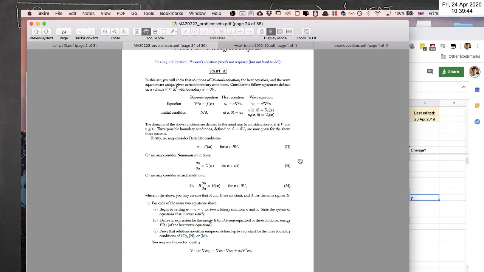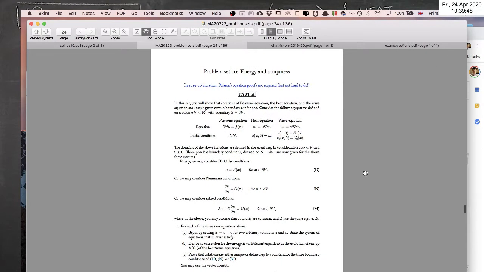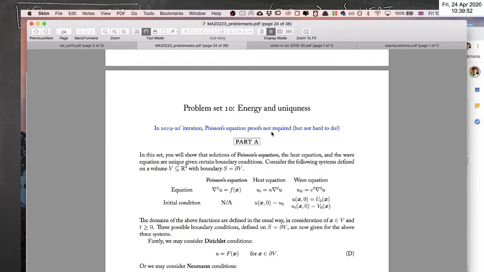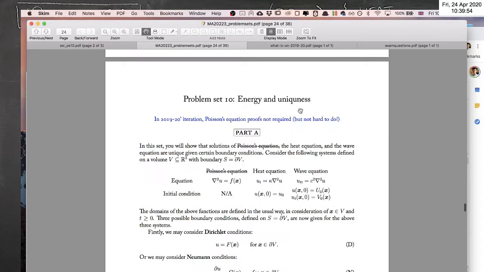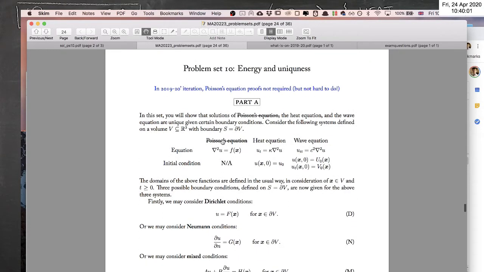So problem set number 10, very last set of this course, is essentially all about proving uniqueness. So the topic is energy and uniqueness. And I spelled uniqueness wrong. I have a habit of spelling uniqueness wrong, apparently. So I've forgotten to put an E in there. And you're asked to prove uniqueness for the 3 types of equations, but as we said, you're not expected to do Poisson's equation this year. So you just want to be able to prove uniqueness for the heat equation and for the wave equation.